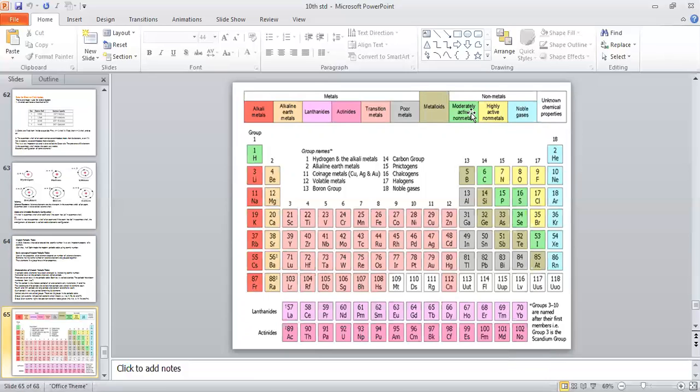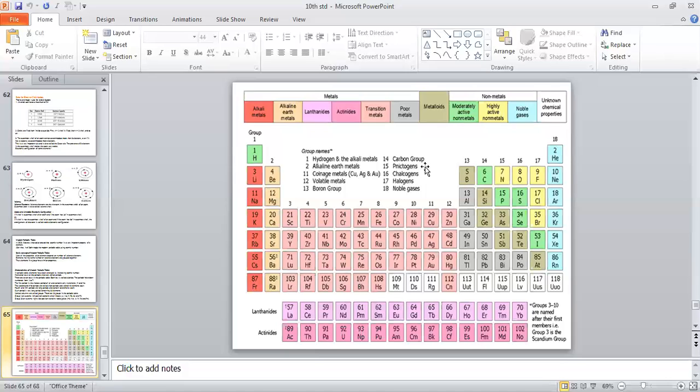Then moderately active nonmetals, these are moderately active nonmetals. Then highly active nonmetals are these ones. Then noble gases are present in the 18th group. So this arrangement of elements in the periodic table is shown with different colors. So this is group 1, group 2, group 3, 4, 5, 6, 7 like this up to group 18. So there are a total of 18 groups in the periodic table.